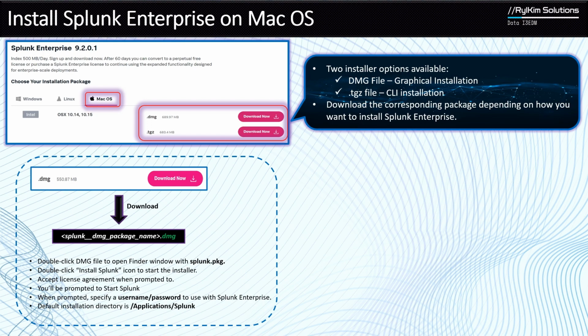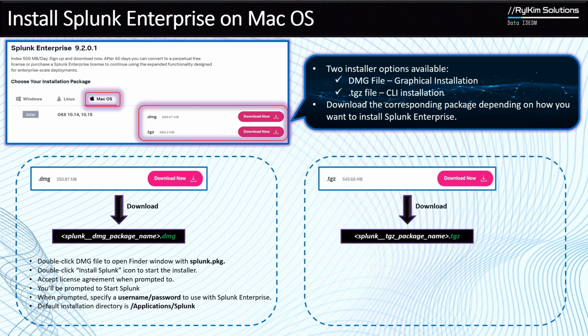That is, Splunk Home for Mac OS is Applications/Splunk. For Windows, again, it was Program Files/Splunk, and then the default for Linux was /opt/splunk. That's very, very important to understand when you install Splunk on the different operating systems.